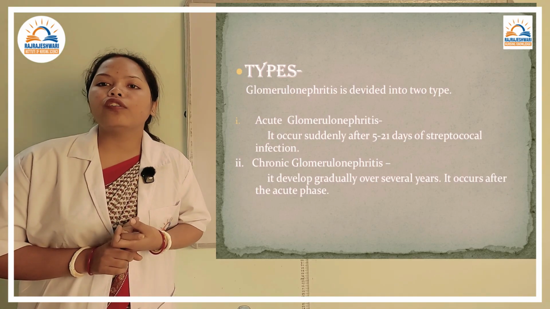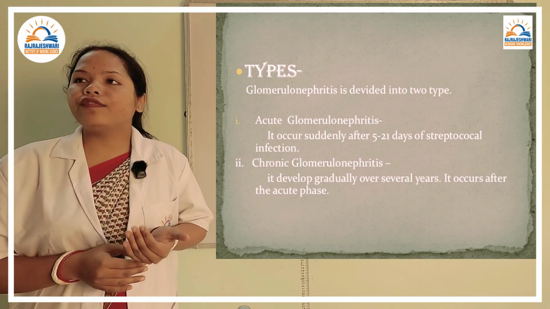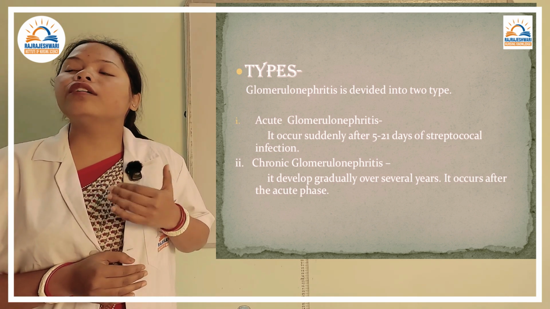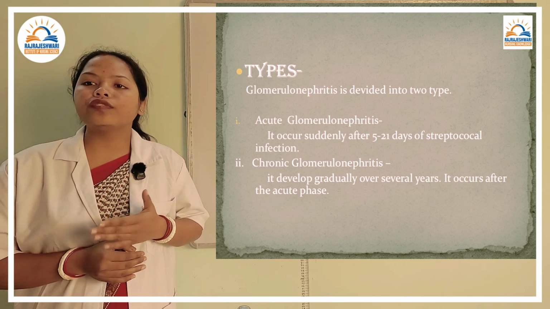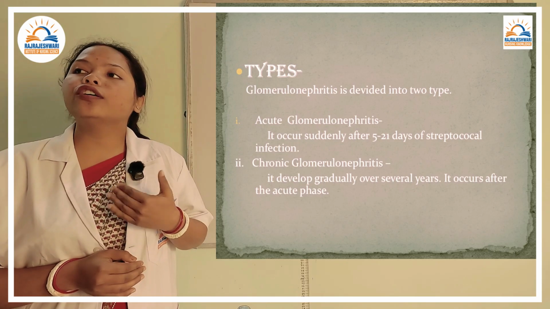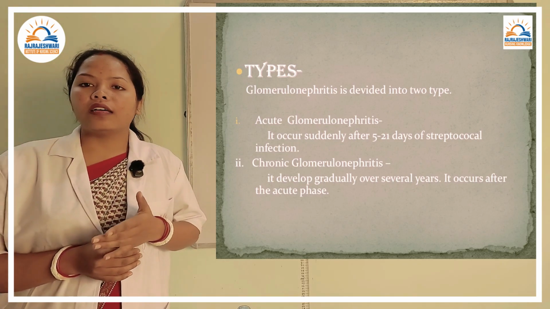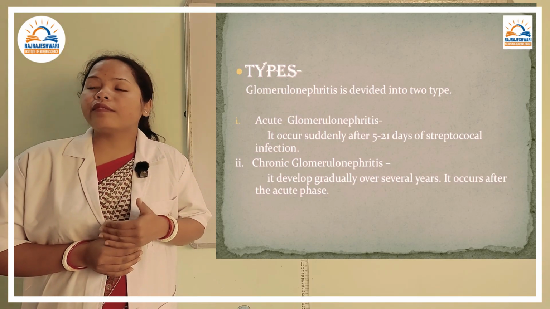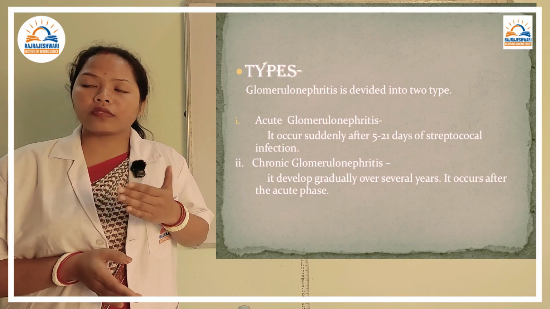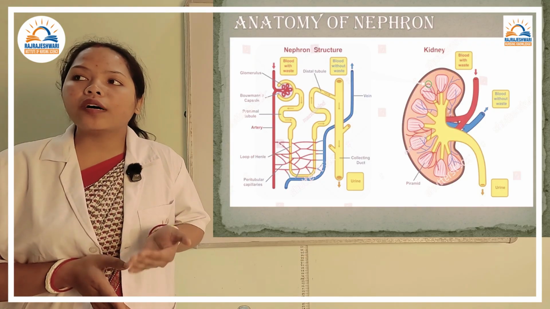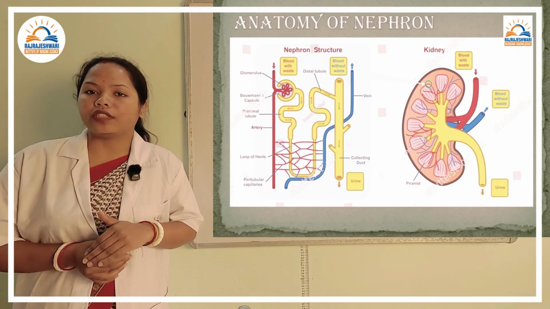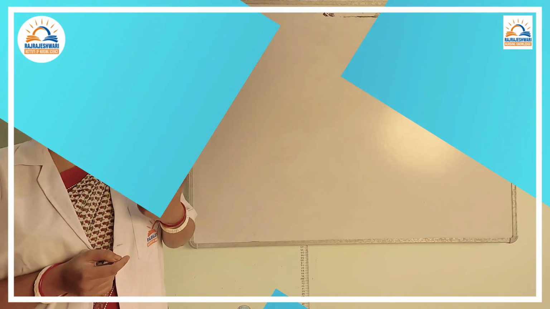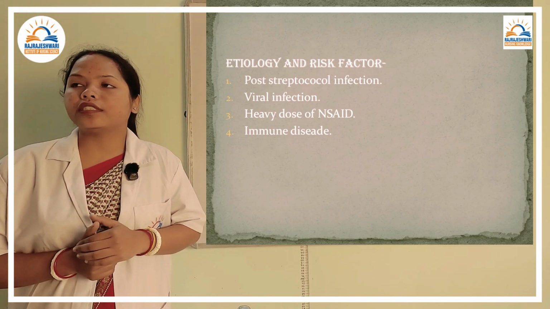So acute glomerulonephritis occurs suddenly after 5 to 21 days of streptococcal infection, and chronic glomerulonephritis develops gradually over several years after the post streptococcal infection. Next is etiology and risk factors.